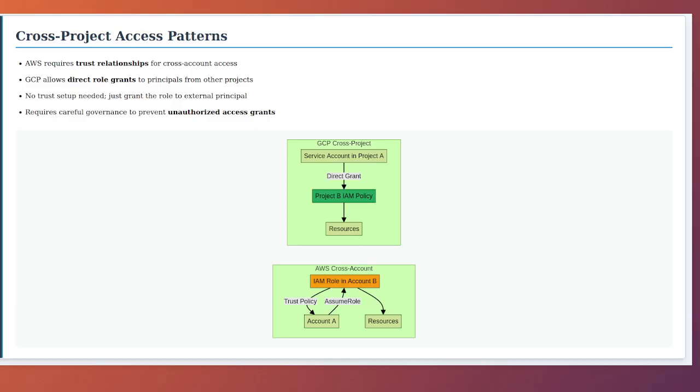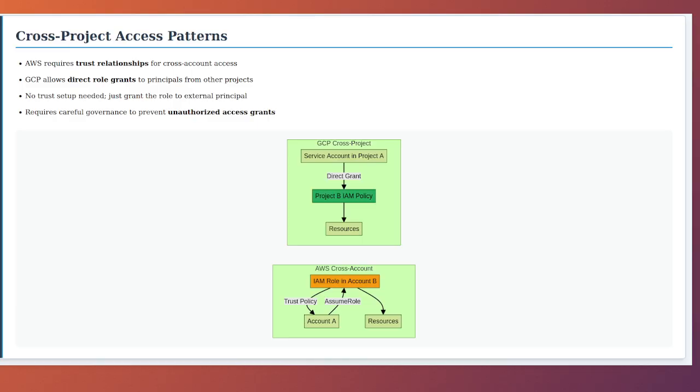This simplicity has both advantages and risks. It is easier to set up cross-project access because you do not need to configure trust policies. However, it also means you must be careful about who has permission to modify IAM policies, because they can grant access to external principals without any additional approval process.